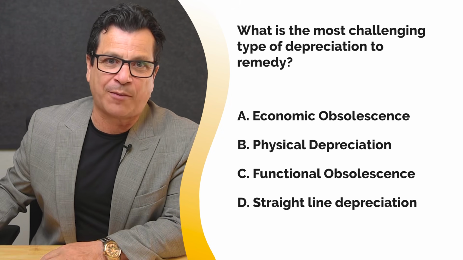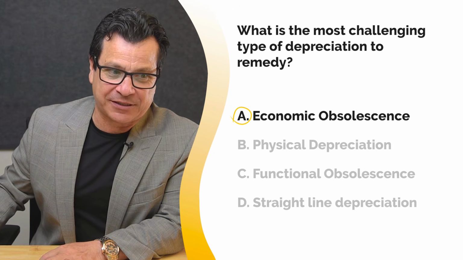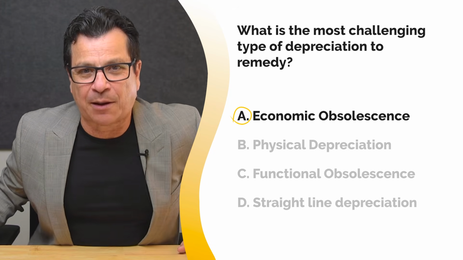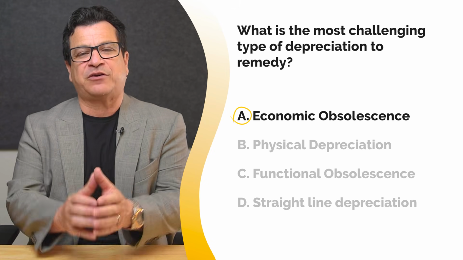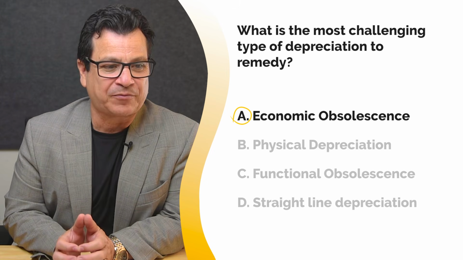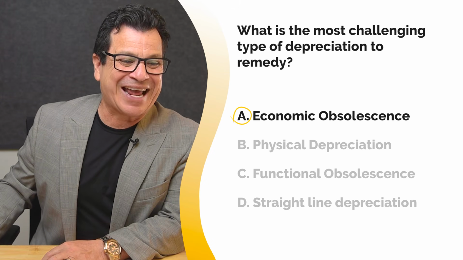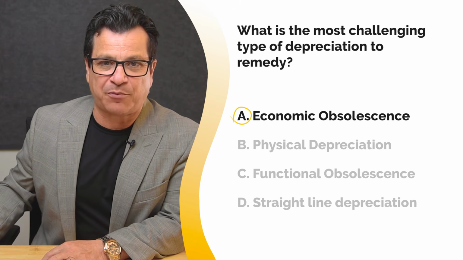The answer is, drum roll please. Yeah, A, economic obsolescence. So why is it economic obsolescence? Why is it the most difficult type of obsolescence to remedy? Well, according to the explanation, economic obsolescence is considered the most challenging to cure because these are negative impacts that are occurring outside of the property.